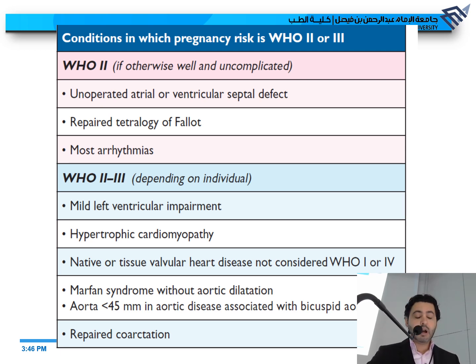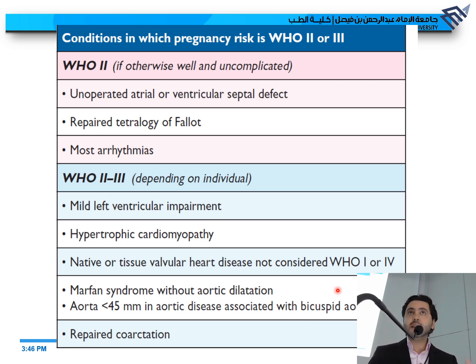Come to class 2: ASD, VSD which is unoperated, atrial septal defect, ventricular septal defect, repaired tetralogy of Fallot, most of the arrhythmias in class 2. Then 2 to 3, it depends on the individual. If you have a mild form of ventricular impairment, hypertrophic cardiomyopathy without significant obstruction, native or tissue valve disease, Marfan syndrome. See, Marfan syndrome is very important. We'll talk about this later. But Marfan syndrome has a tendency, it's a collagen disease. So we have a tendency of aortic dilatation and dissection. So Marfan syndrome without aortic dilatation is class 2 to 3.